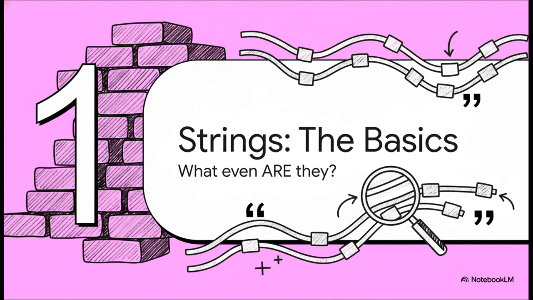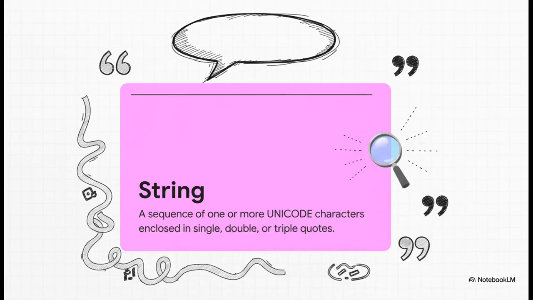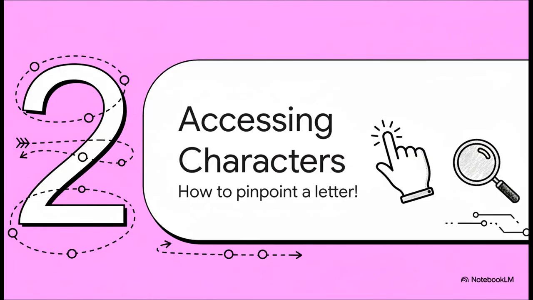Let's start right from the beginning. What even is a string in Python? It's really simple, beta. A string is just any text. It could be a word, a sentence, anything. It's just a sequence of characters. And that word Unicode just means that Python can understand characters from all languages, like Hindi, Tamil, anything. And how do you tell Python it's a string? You just wrap it in single quotes, double quotes, or even triple quotes. That's it.